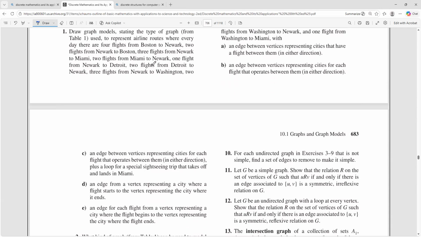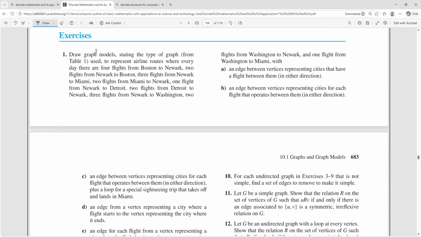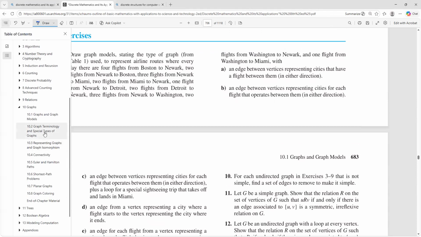Okay. Do you all want to do some exercises from this section, or do you think you're good and want to move on to the next one? The next section is graph terminology.